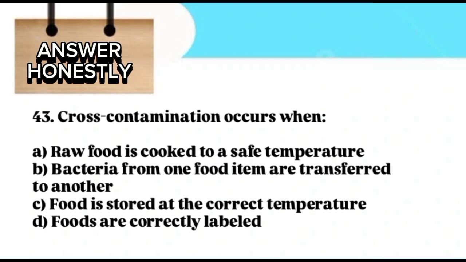Cross-contamination occurs when A. Raw food is cooked to a safe temperature. B. Bacteria from one food item are transferred to another. C. Food is stored at the correct temperature. Or D. Foods are correctly labeled.